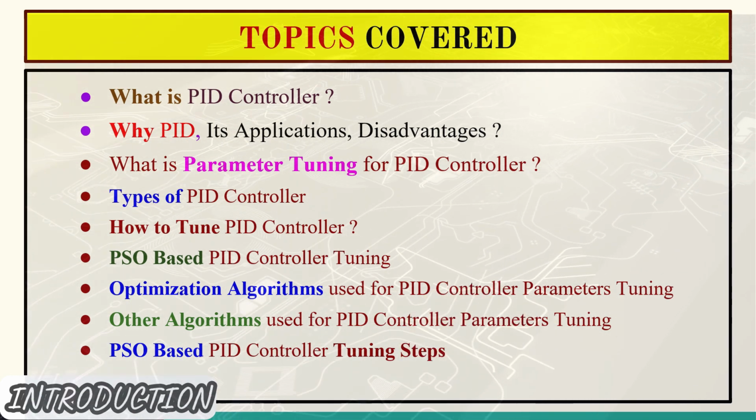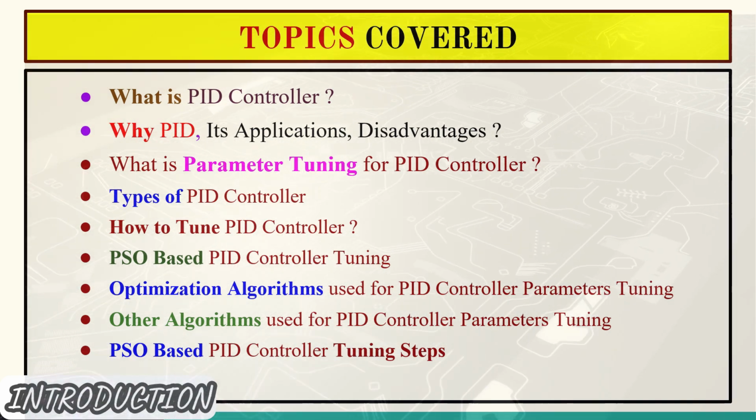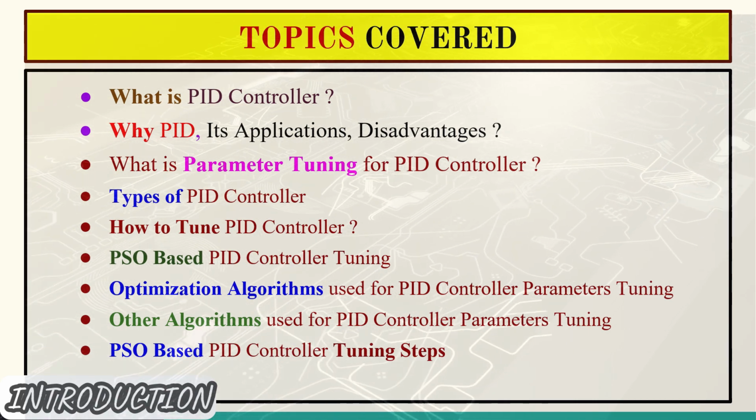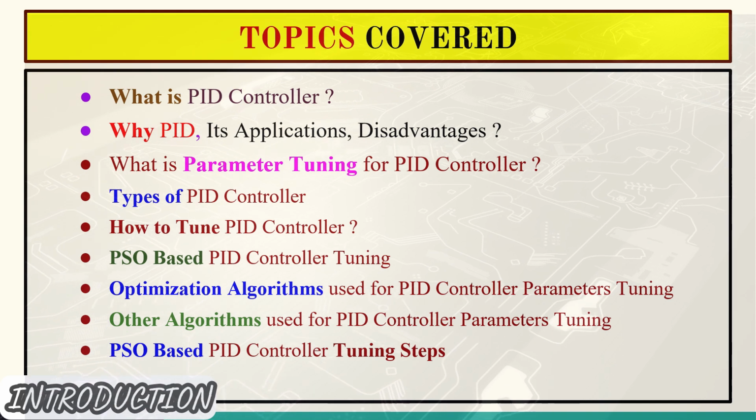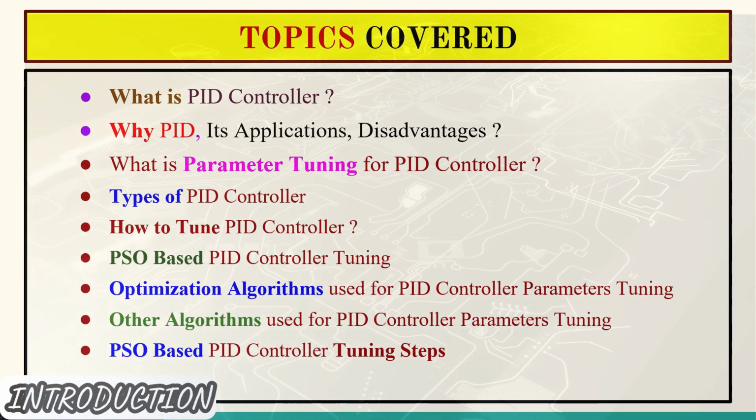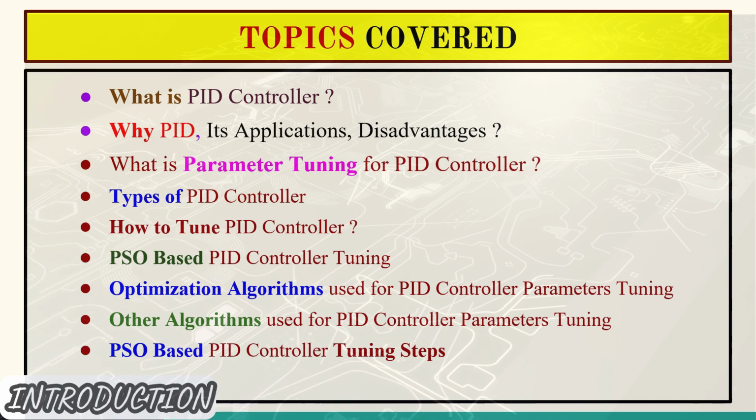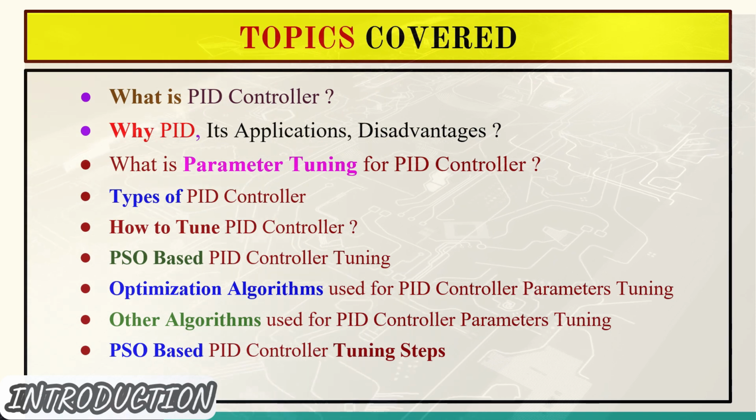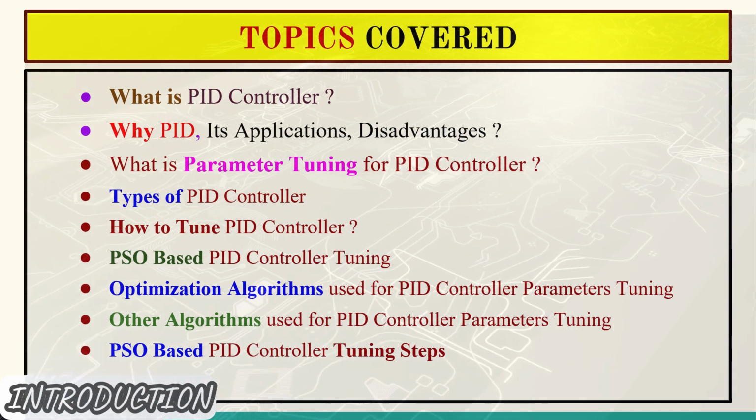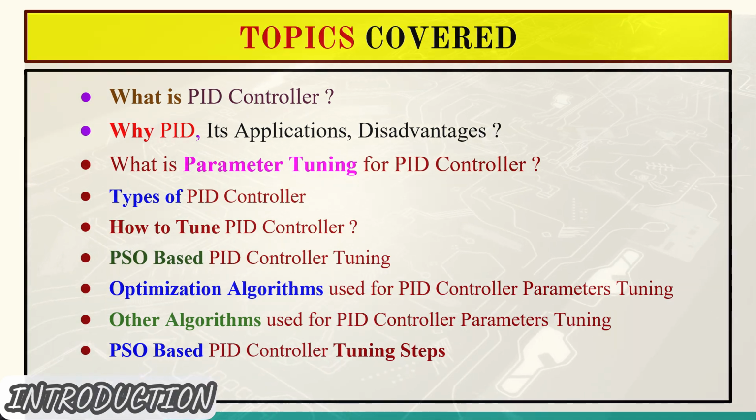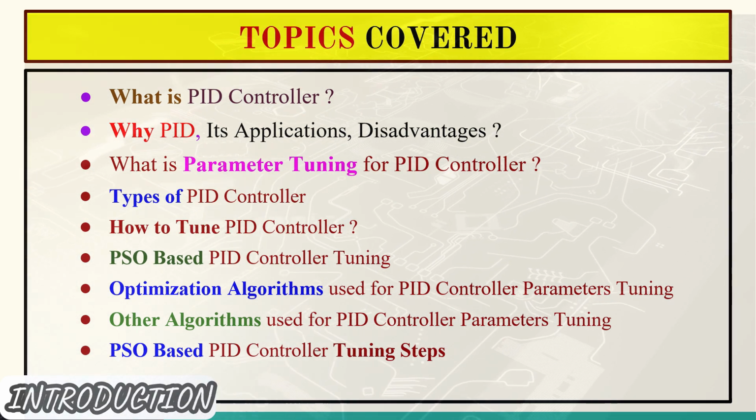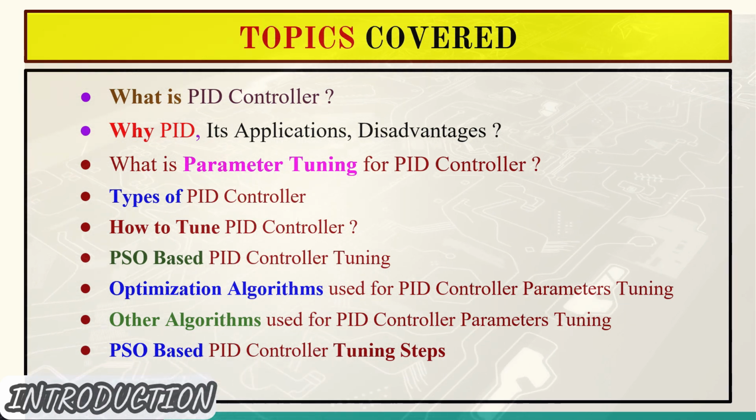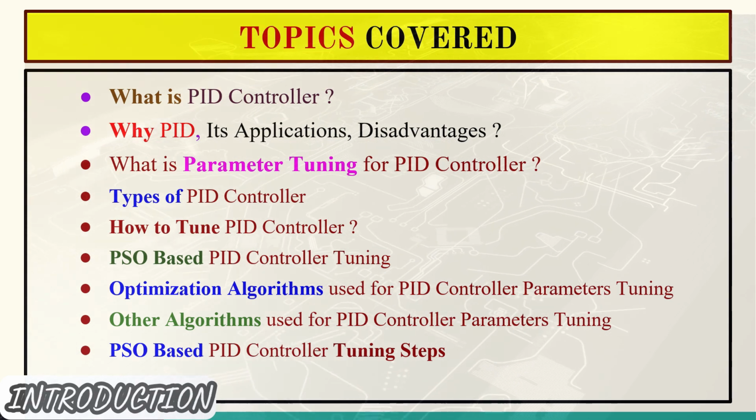First, we will start with the basics, like what is a PID controller, why we are using it, its advantages, disadvantages, and what parameter tuning is, and why we are doing parameter tuning for the PID controller. If we know the basics, then we can easily select any optimization algorithm or other method for PID controller parameter tuning, or for other purposes. So first, it is important to know the basics.